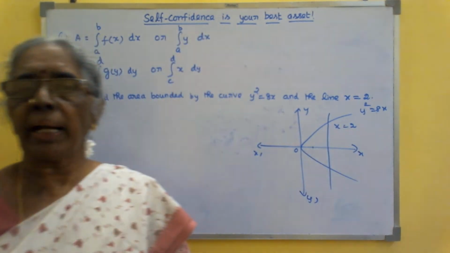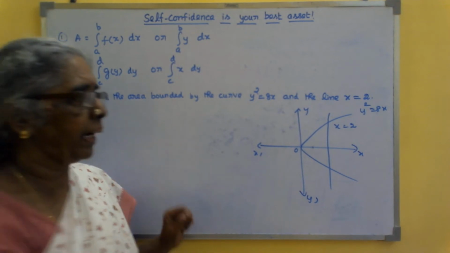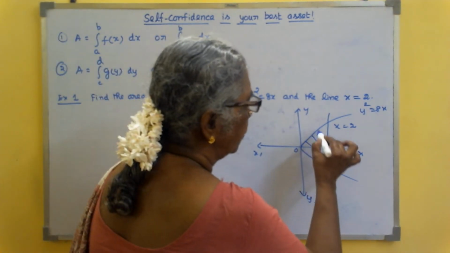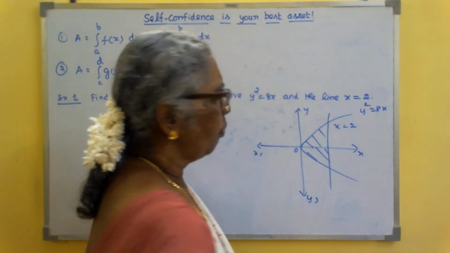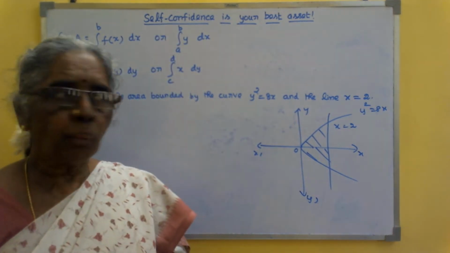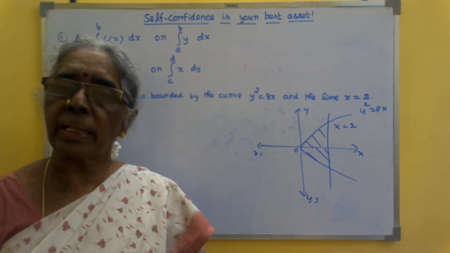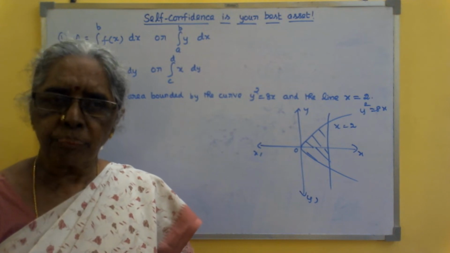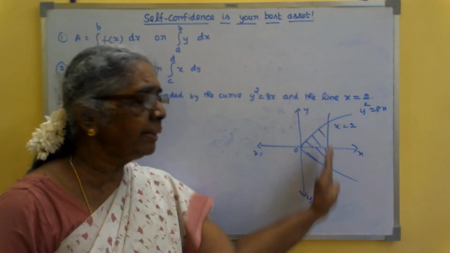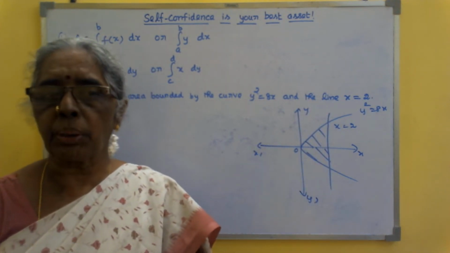Now we want to find the area bounded by the line and the parabola, and definitely you know that is whatever I have shaded. Now the parabola is symmetrical about the x-axis. Not only that, this line is an ordinate, no, it is parallel to the y-axis.